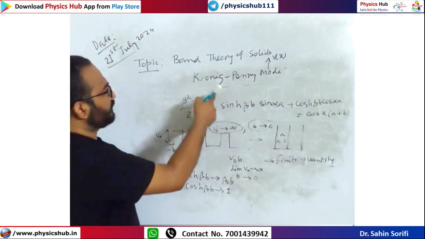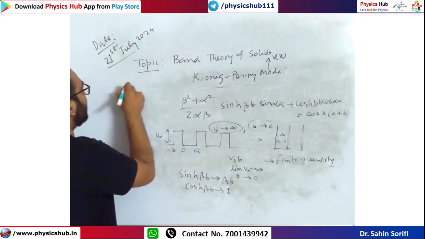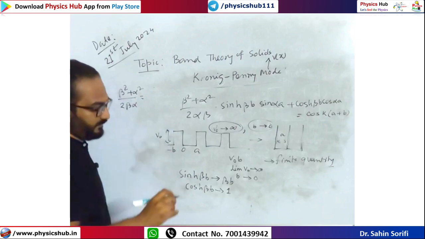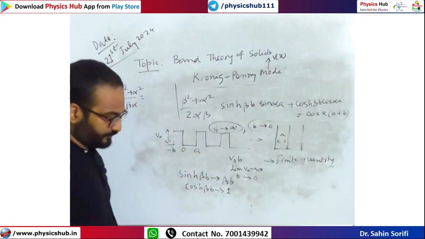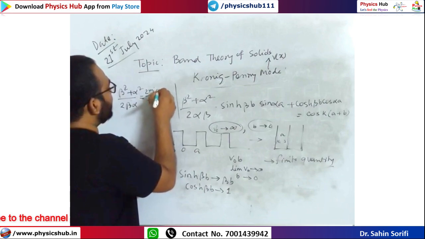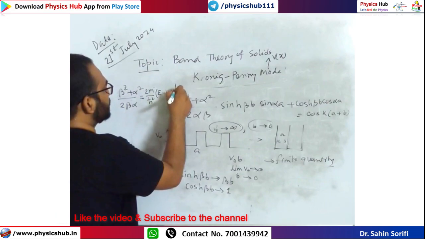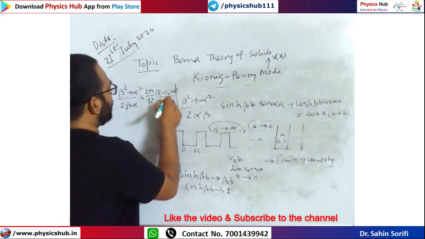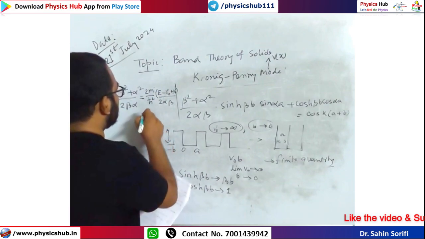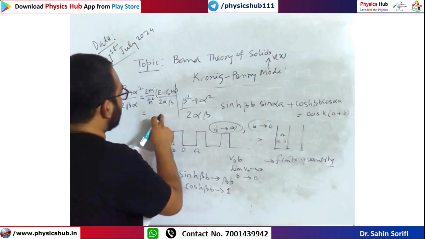And furthermore, we can calculate this (beta square plus alpha square) by 2 alpha beta value. What is the value of this thing? Look, beta square is twice m by h cut square into (e minus v naught), and in alpha square we have only v naught, right, divided by 2 alpha beta. This v naught gets cancelled. So what you get? We are getting m v naught, sorry, e minus v naught.